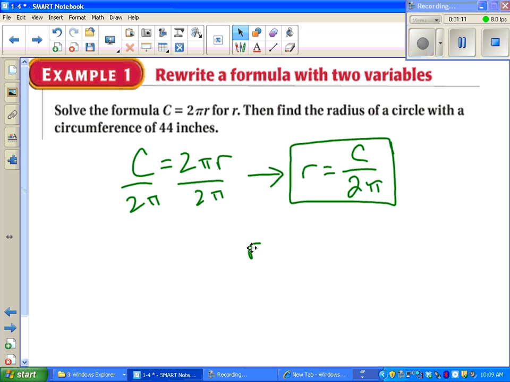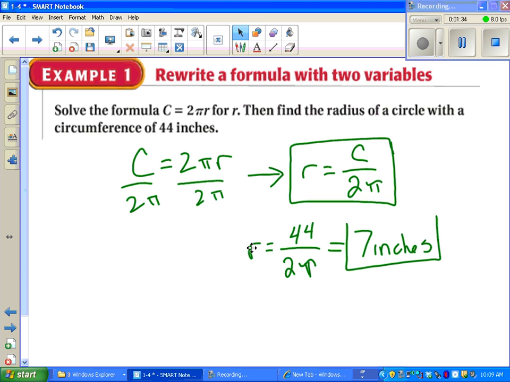So we have to plug 44 in for C. And this is a good practice for your calculator. Make sure you can divide that correctly. If you don't get the same answer as me, you need to figure out what you did wrong. If you can't, come see me. You get approximately 7 inches when you put that in your calculator. Use the pi button if you're using your calculator. Do not type 3.14. It makes your answer a little less accurate.